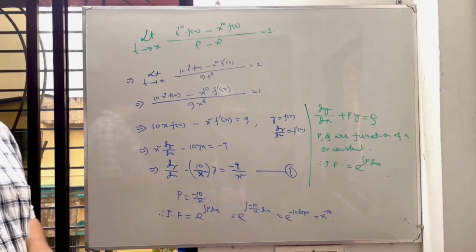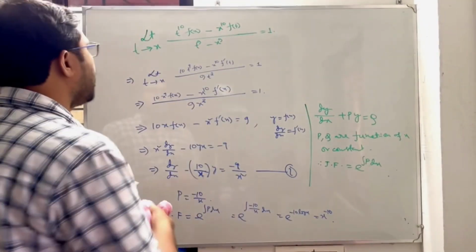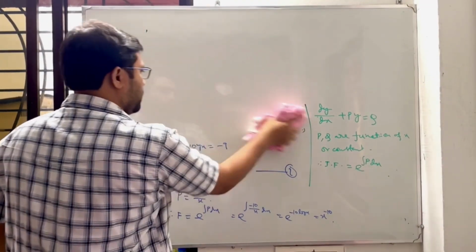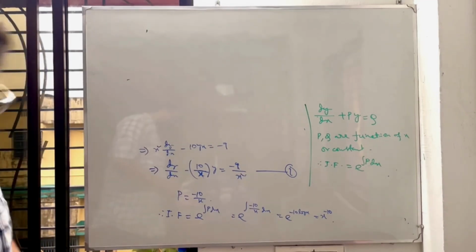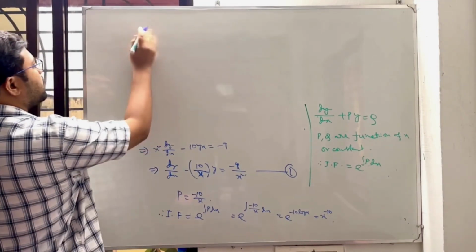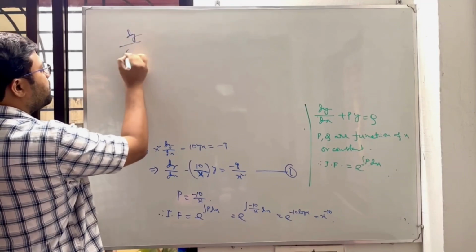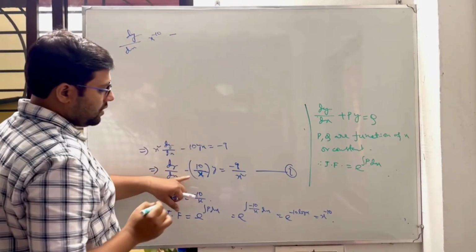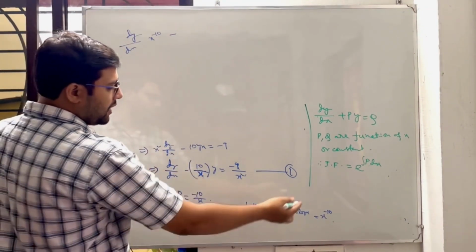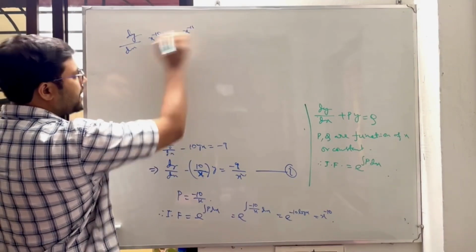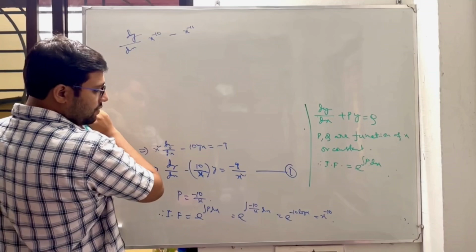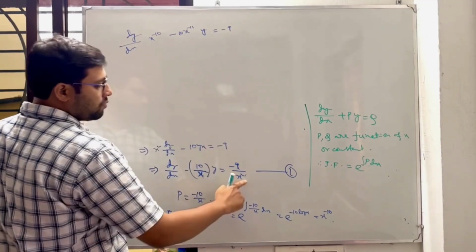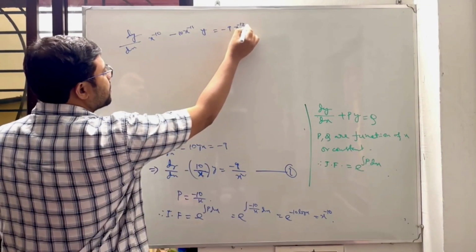So we are now going to multiply equation 1 with x^−10. So dy/dx into x^−10, minus 10 times 1/x, meaning x^−1, multiplied with x^−10 becomes x^−11, so 10 x^−11 y, equals −9 x^−2 times x^−10, which is −9 x^−12.